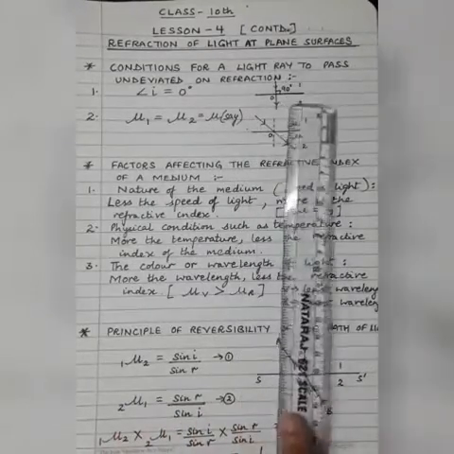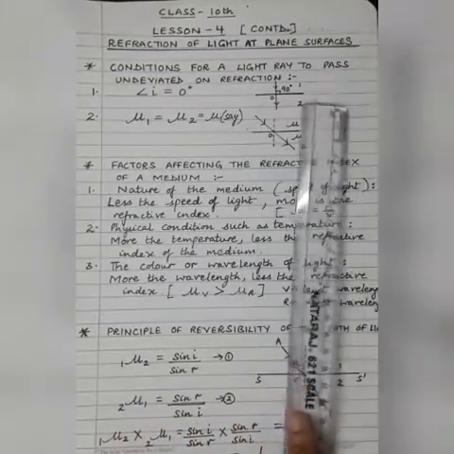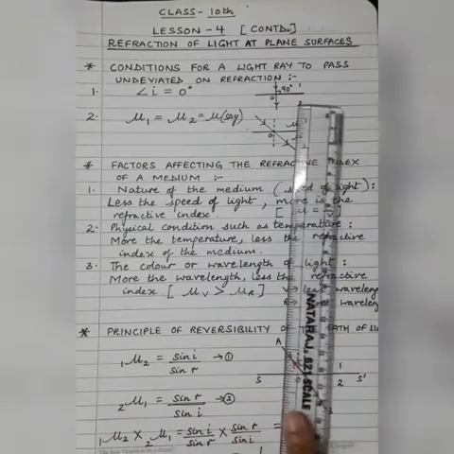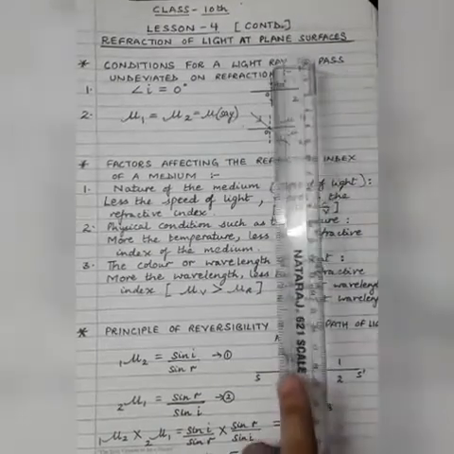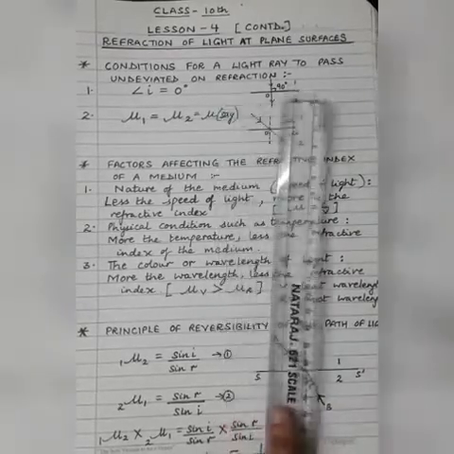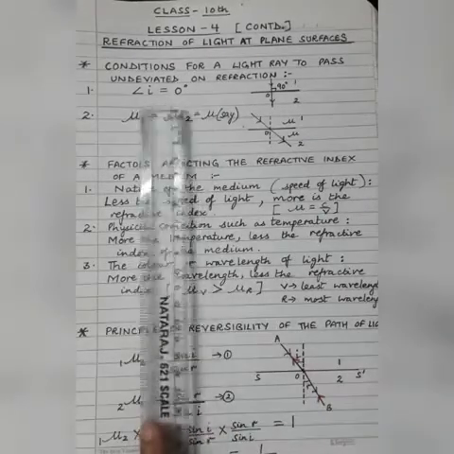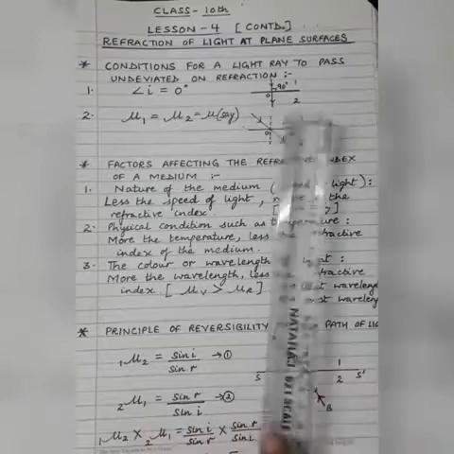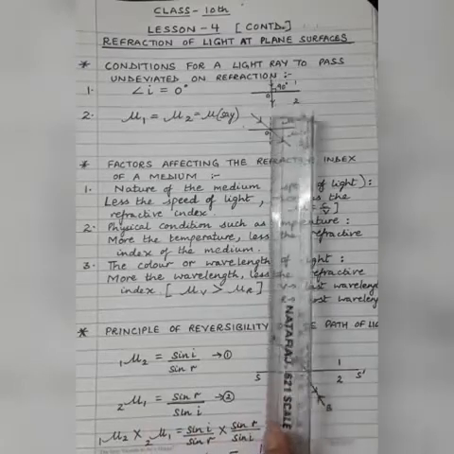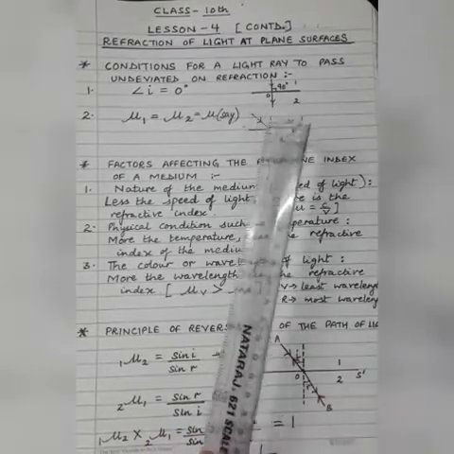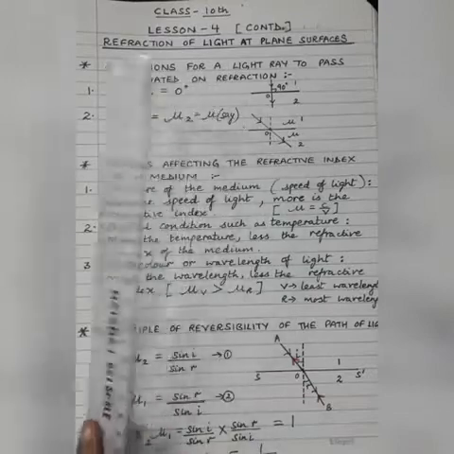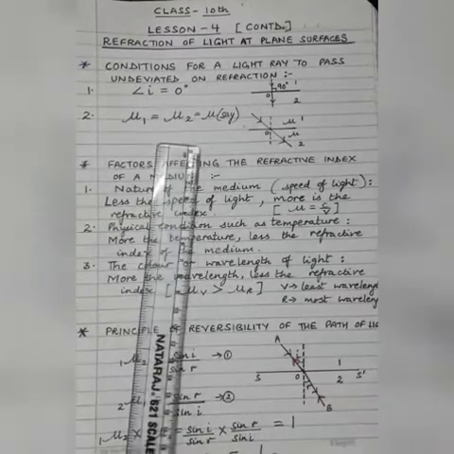Like in this case, the light ray is passing from medium 1 to medium 2, and this is the normal. So the ray of light is passing along the normal. So the angle of incidence, which is equal to the angle between the incident ray and the normal, equals 0. Therefore the angle of refraction is also equal to 0, and the light ray passes straight. That means undeviated.